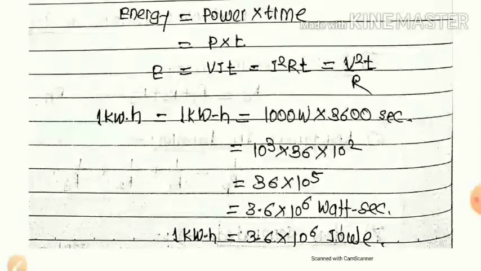Since the watt is a small unit, the commercial unit of electrical energy used is kilowatt hour. As you know, 1 kilowatt is equal to 1000 watt and 1 hour is equal to 60 minutes into 60 seconds. Therefore, we get the relation between 1 kilowatt hour and watt second. Watt second is nothing but joule. Hence, we can write 1 kilowatt hour is equal to 3.6 into 10 raised to 6 joule. This is the relation between 1 kilowatt hour and joule.